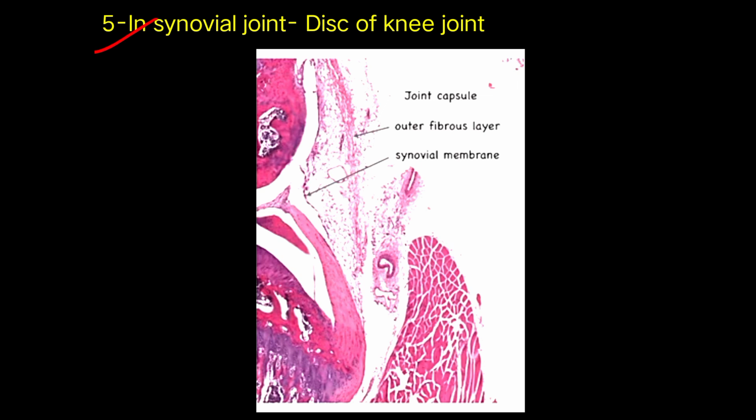Now in the synovial joint, the disc of the knee joint, and the joint capsule is there, with an outer fibrous layer and the synovial membrane. So in this location we can find this synovial joint. So this is all about the cartilage.